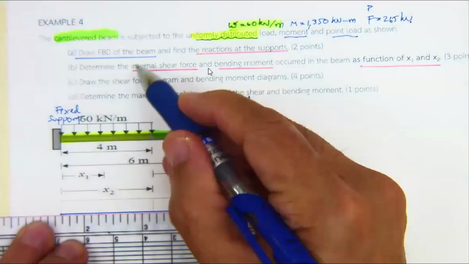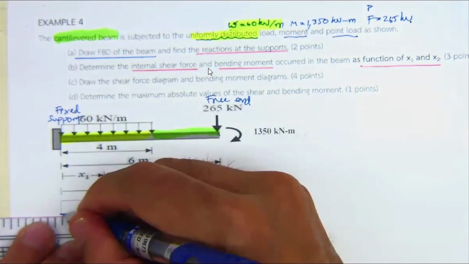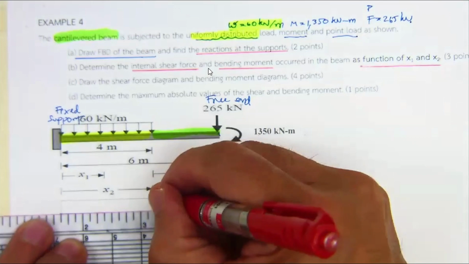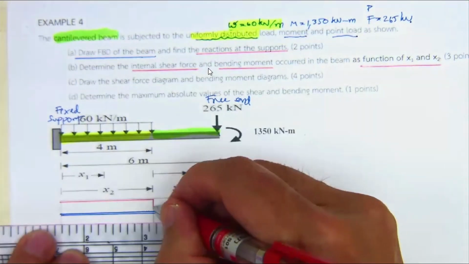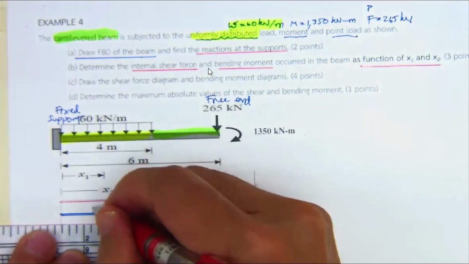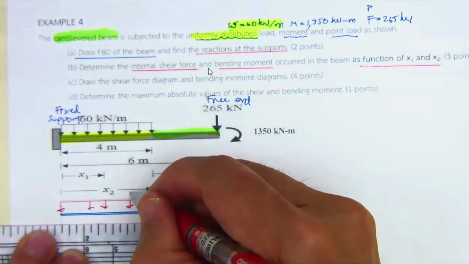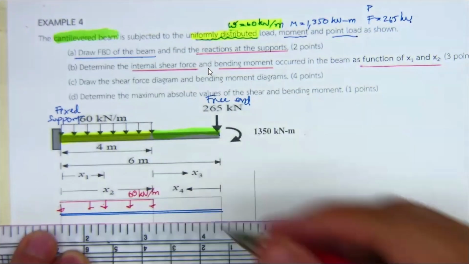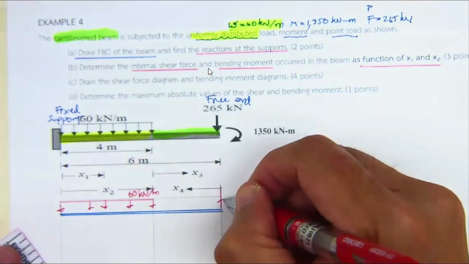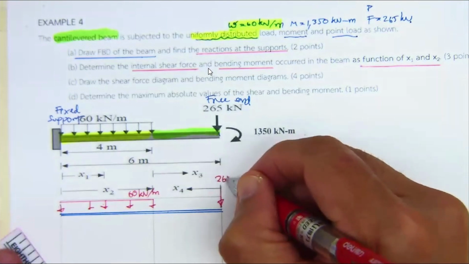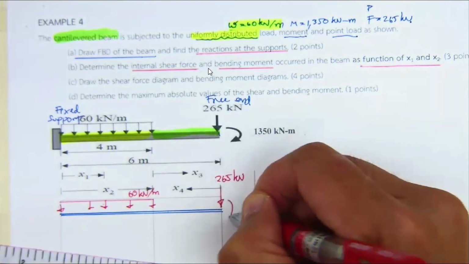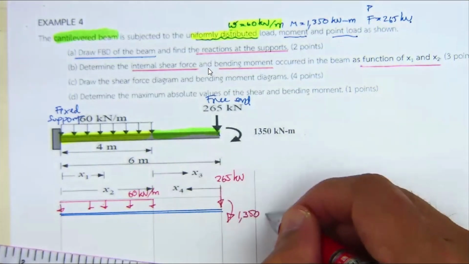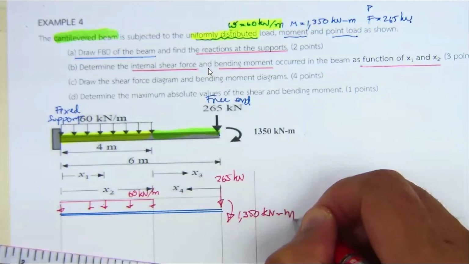Okay, now we got to start by drawing the free body diagram of the beam. Okay, since this beam is subjected to the uniformly distributed load, this is going to be 60 kilonewton per meter, and then this is the point load of 265 kilonewton, and this is going to be 1,350 kilonewton meter.